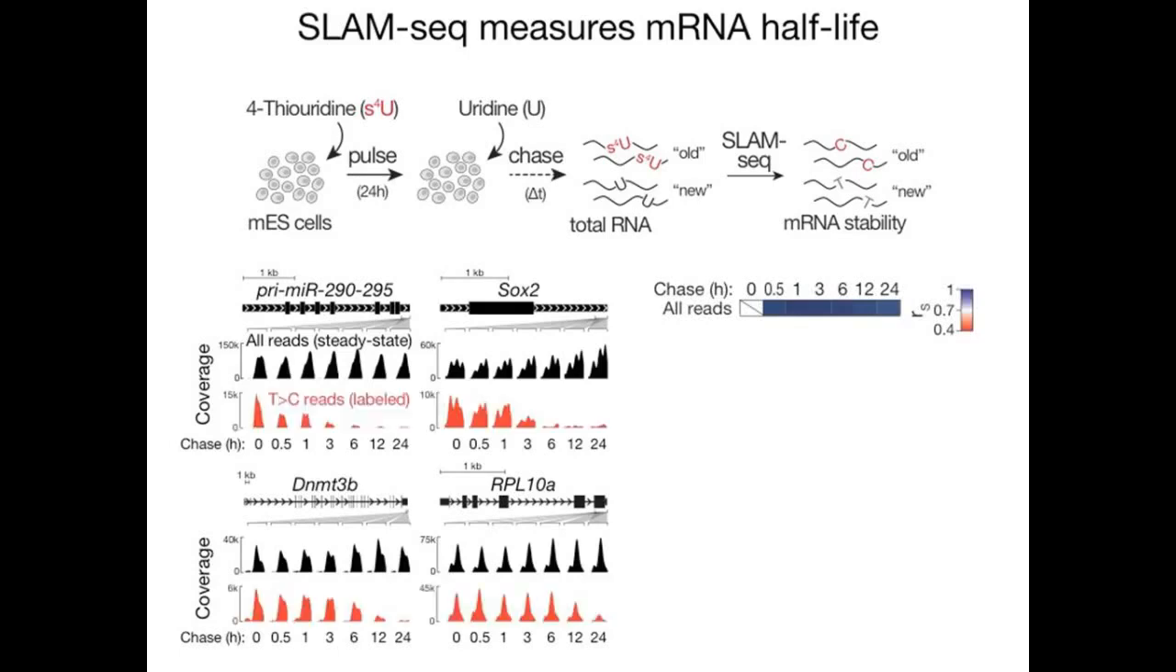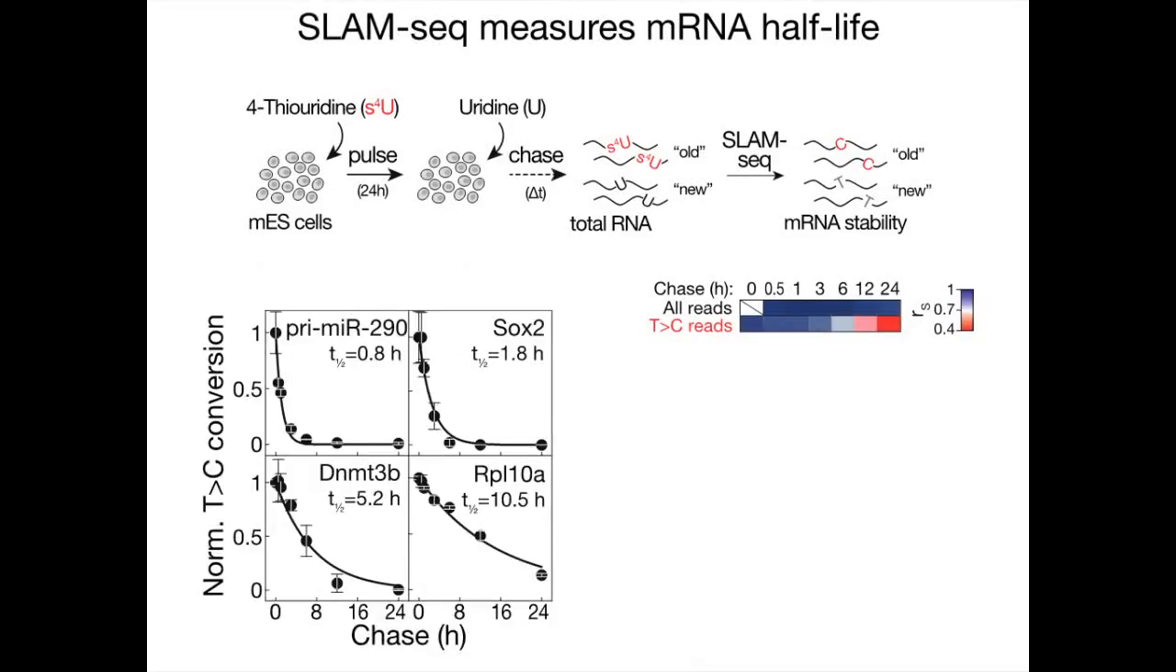Now, in contrast, TC conversion containing reads, shown in red here, decreased over time in a transcript-specific manner, which is independent of the steady-state abundance of each transcript. After calculating the background subtracted U content and coverage normalized TC conversion rate for each transcript at every time point relative to the onset of the chase, we observed that conversion rates fit well to single exponential decay kinetics, enabling the robust determination of polyadenylated transcript half-lives.